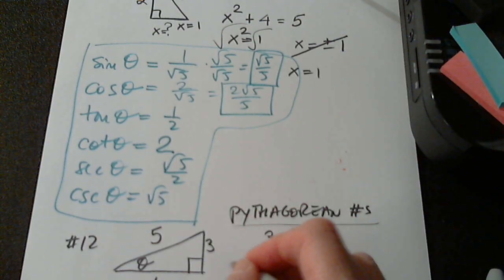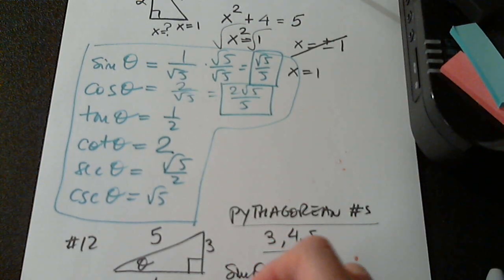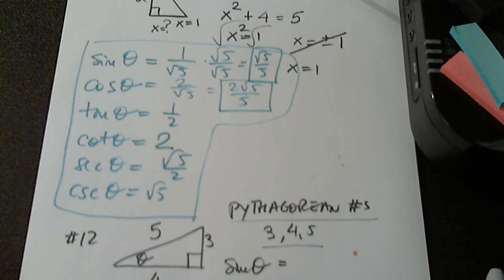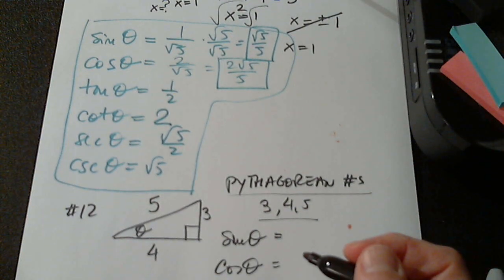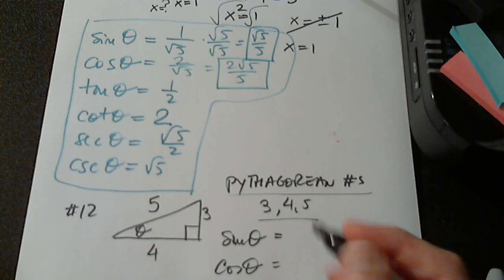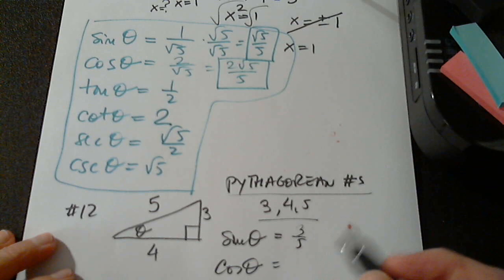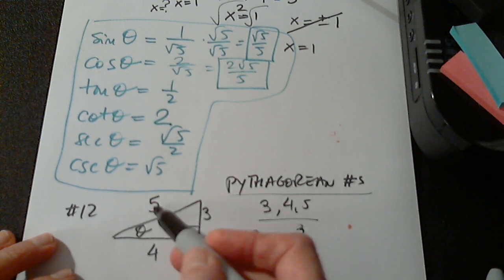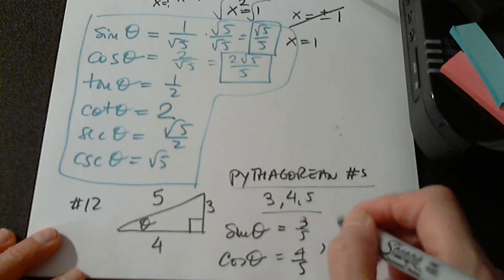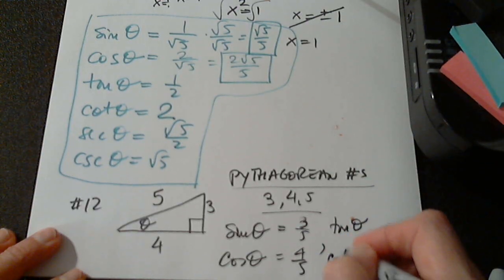Good. So now can anyone give us sine theta and cosine theta? And then we can determine the rest in a blink. Three over five for sine. Yes. 3 over 5, the opposite over the hypotenuse. And 4 over 5. Can anyone give us tangent, cotangent?